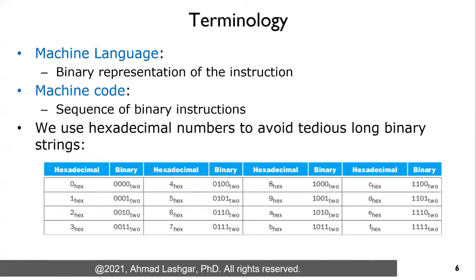Strictly speaking, machine language is the binary representation of an assembly instruction. And machine code is the sequence of binary instructions. For simplicity, we represent machine code using hex or base 16. Every hex number corresponds to a 4-bit binary number. The table here shows the binary equivalent of every hexadecimal number.